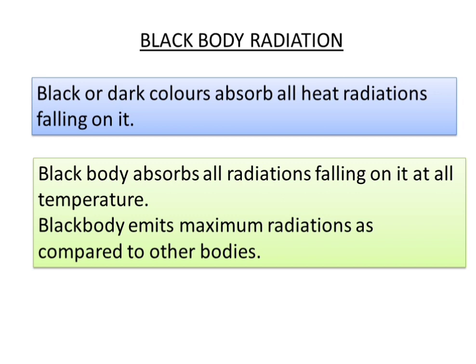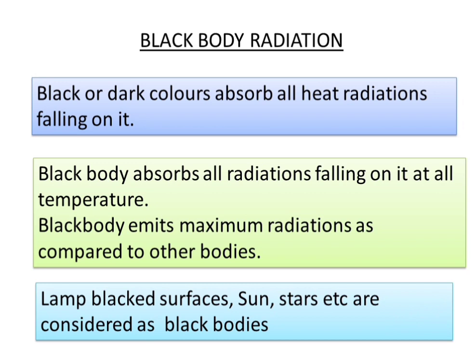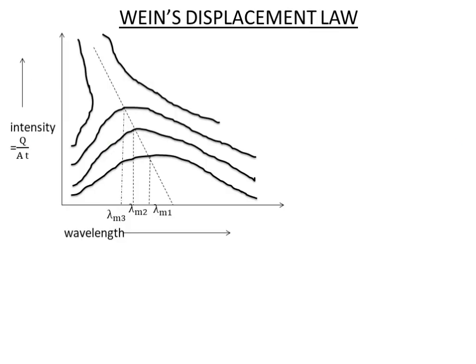We consider the sun and stars as black bodies. Lamp black surface is an example of a black body.